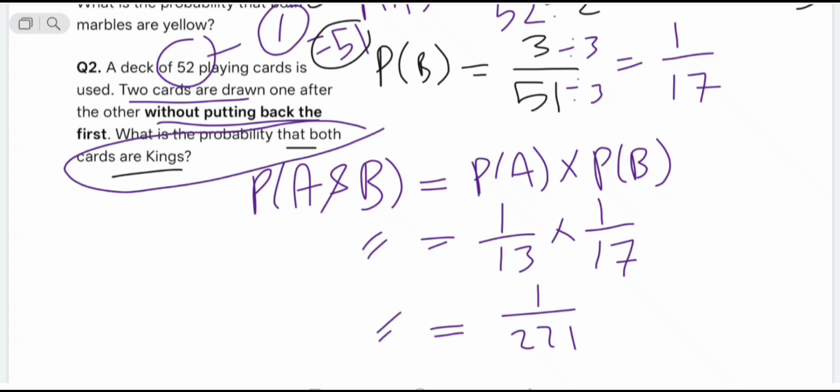If we select 2 times, 2 cards we will draw. I hope it is clear. So today we learned about independent and dependent events, probability with and without replacement. In the next video we will learn about mutually exclusive events.